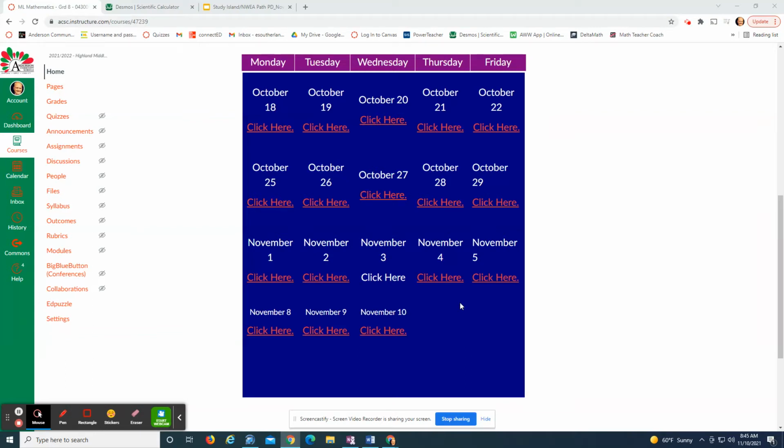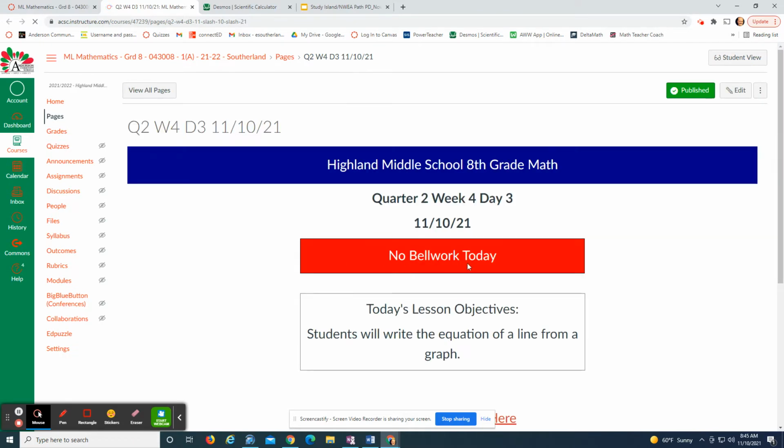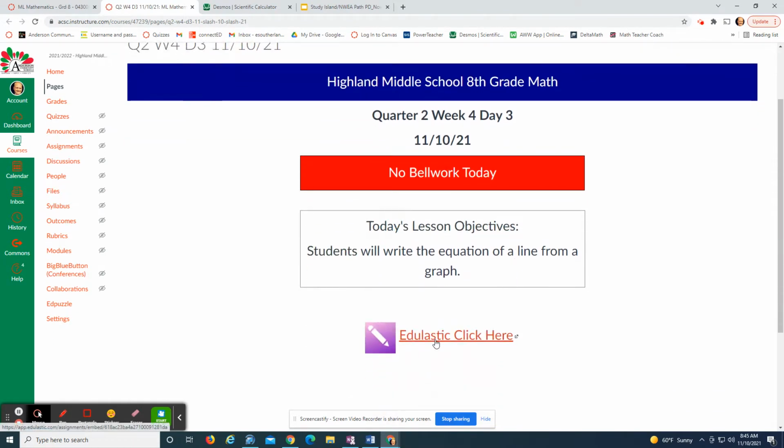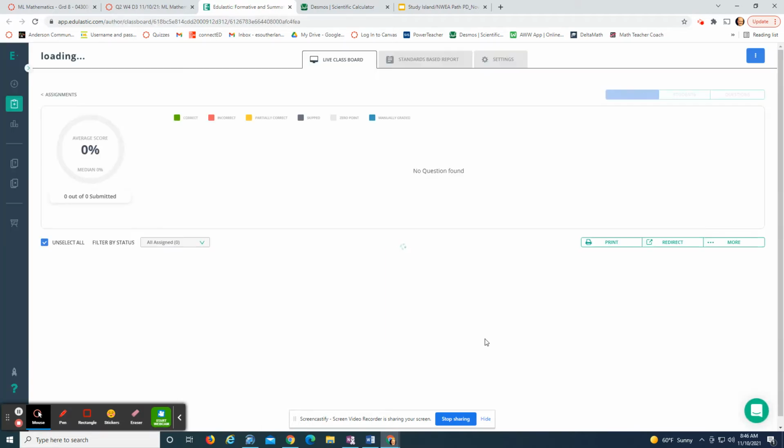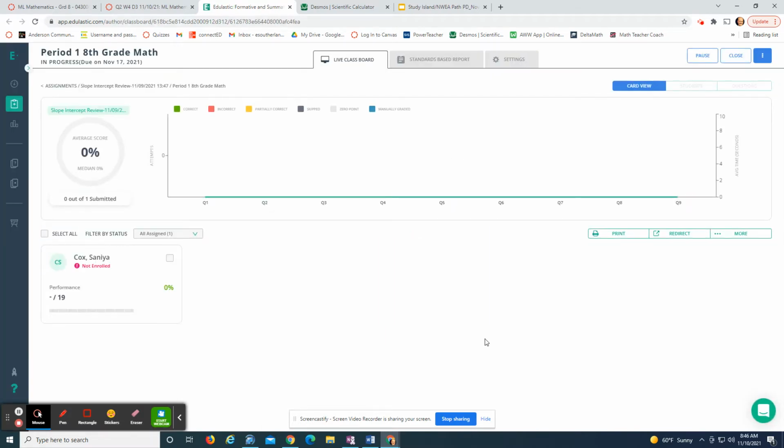We're going to go over how to use the tools inside of Edulastic. You should click here on November 10th, and then there is no bell work. We're going to scroll down and click this link where it says Edulastic. Mine looks different than yours, but it should come up and say, it might say that it's expired or something like that. You're going to click log in, but then you're going to click sign in with Google.